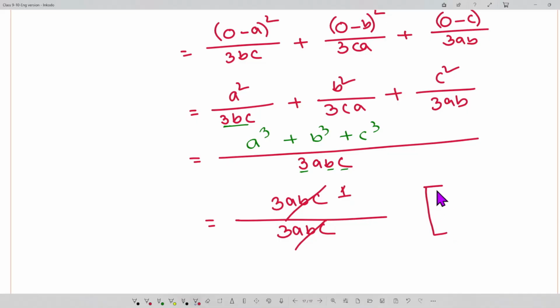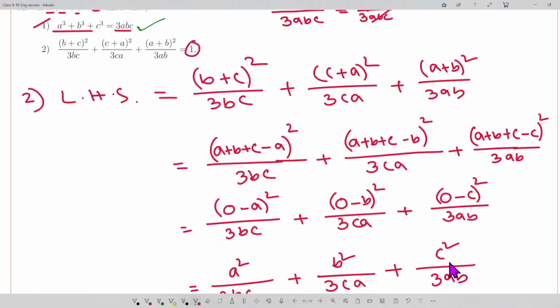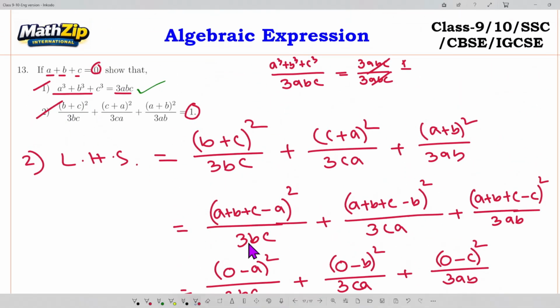As a side note, we can write from 1 that a cube plus b cube plus c cube equals what? Not 1, actually 3abc. So here is 1, right hand side also 1. So it's proved.